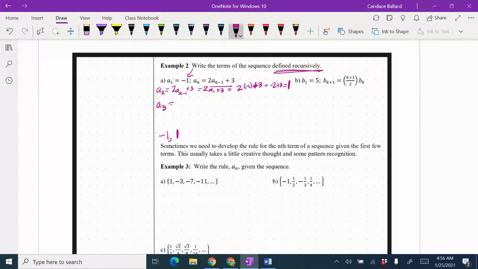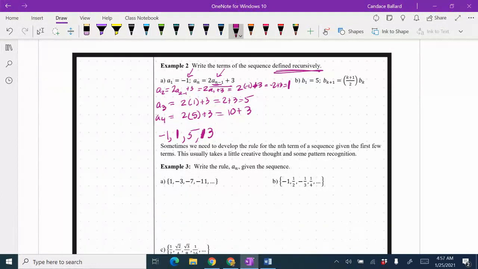So to do a sub 3, I'm not going to do all the substituting in. I'm basically just going to substitute in my previous term. So I'd have 2 times 1 plus 3. 2 times 1 is 2 plus 3 is 5. Let's go one more, a sub 4. 2 times the previous term, 5 plus 3. 2 times 5 is 10 plus 3 is 13.